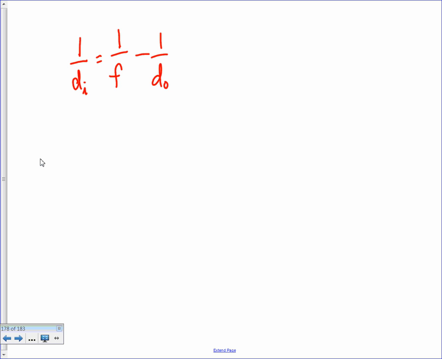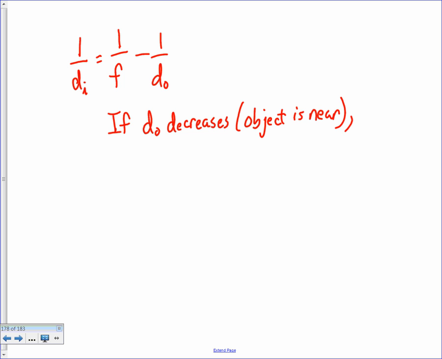So if do decreases, that means the object is near. The focal length has to change in response to that. Is the focal length going to increase or decrease? It's going to decrease as well. I know it looks like it's an inverse relationship, but everything's inverted, so it's like a direct relationship. So if do decreases, that means the object is near, and the focal length has to decrease too.